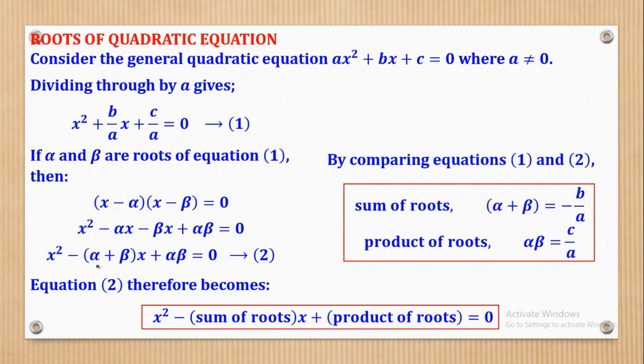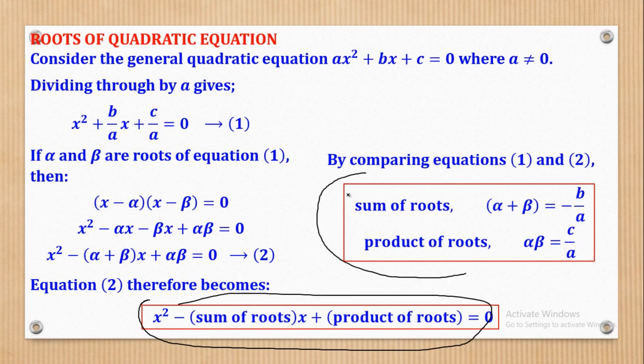I think you realize that from this, this is the sum of roots. That is why you come here, it is the sum of roots, and this is the product of roots. But there is a minus here, so you should be keen. It is x squared minus sum of roots multiplied by x plus product of roots equal to 0. Now this equation will be used more frequently, and also this one will be used more frequently when I compare.